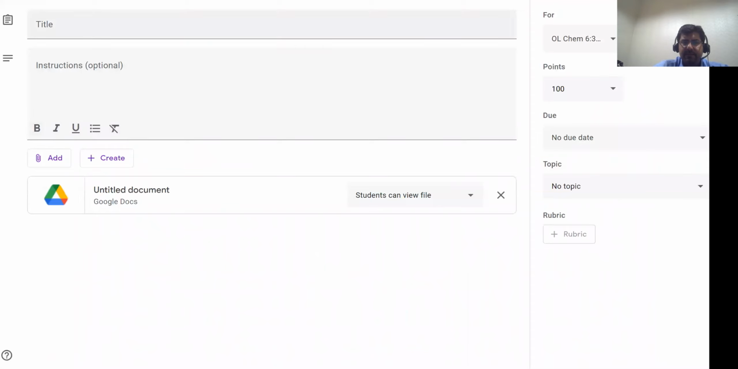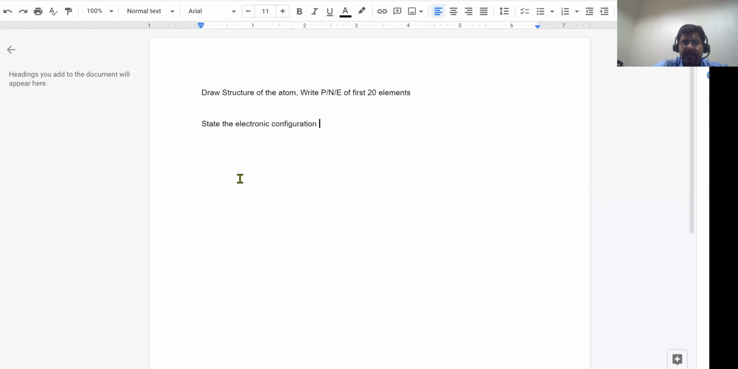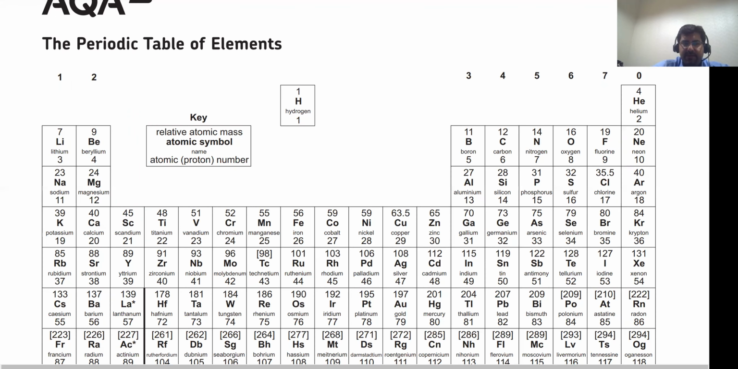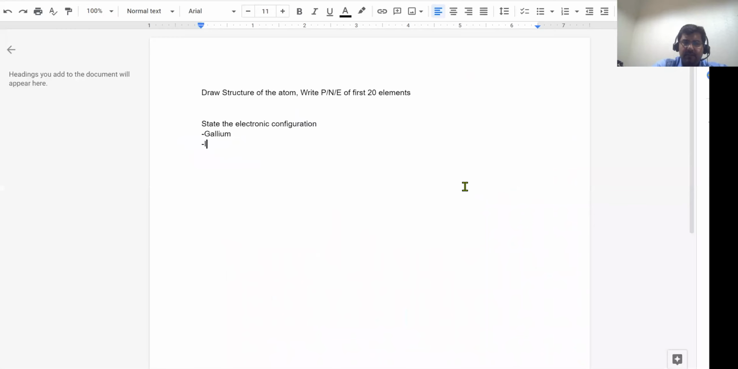So let's do it for gallium. Just find wherever gallium is. Just state the electronic configuration. Similarly, try doing this for iodine as well. So these two.